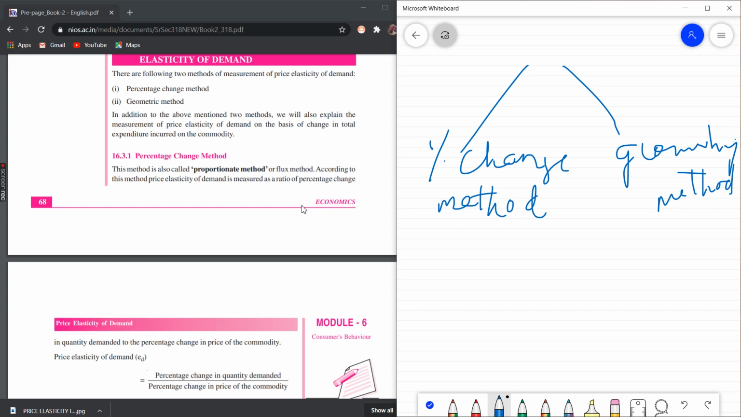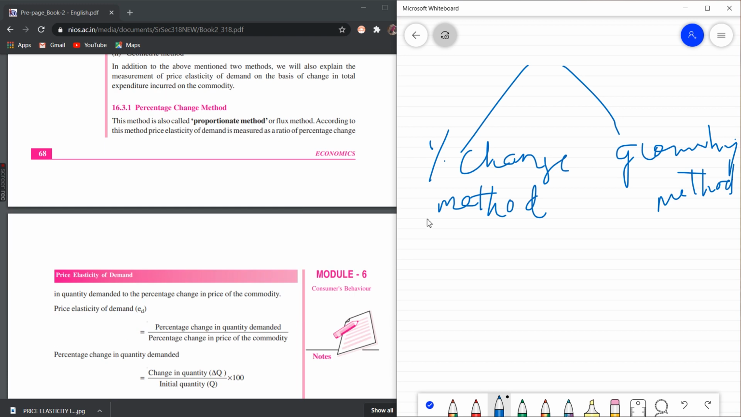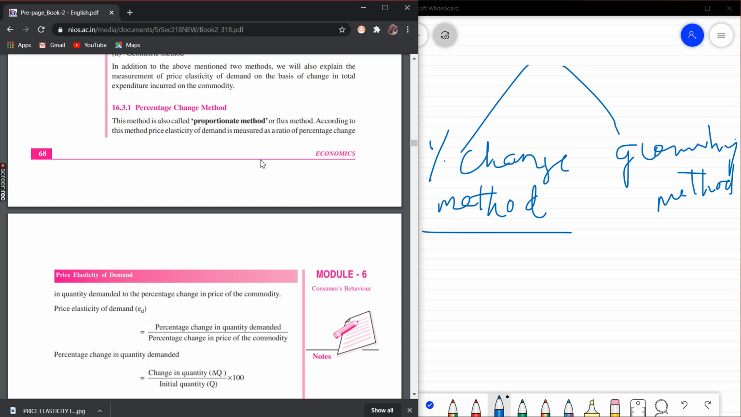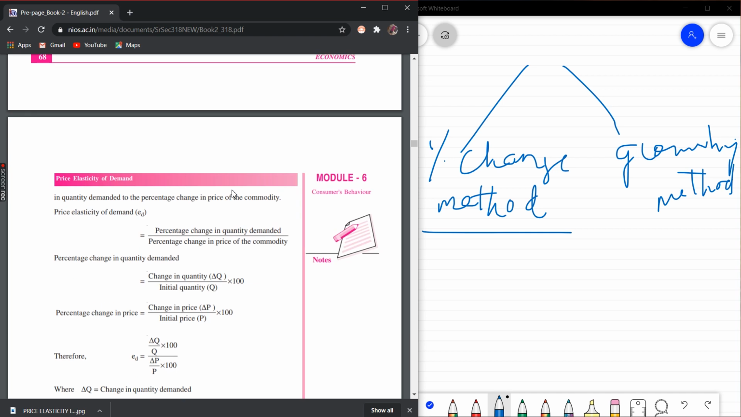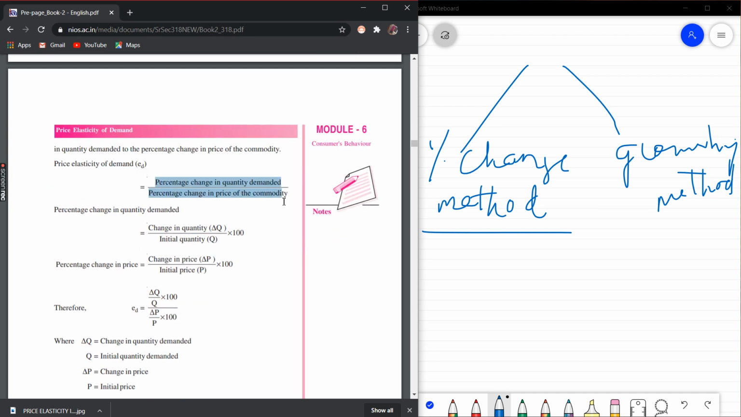Moving on to the percentage method, this method is also called the proportionate method or flux method. So in the exam, if they ask you for the different name of the percentage change method, you have to be sure with those names. The percentage change method can also be called the proportionate method or flux method. This is the formula.